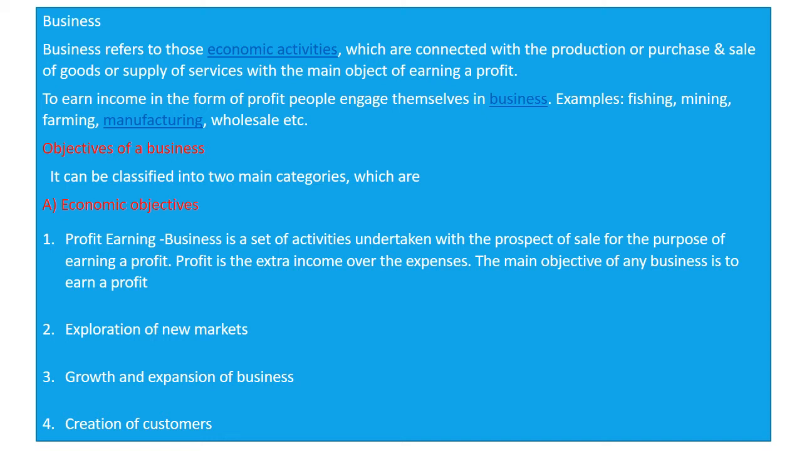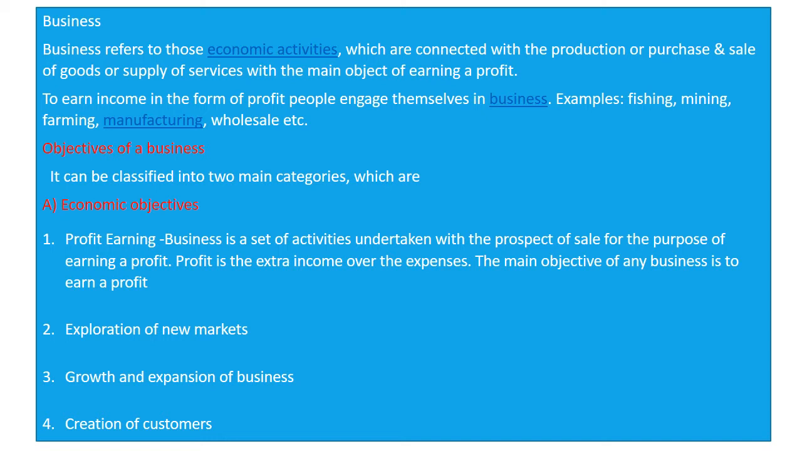So what are the objectives of business? It can be classified into two main categories. First one is economic objective and second one is social objective, and one more subsidiary objective, that is a human objective. So economic objective includes profit earning. The first and the foremost objective of running a business is to earn profit.